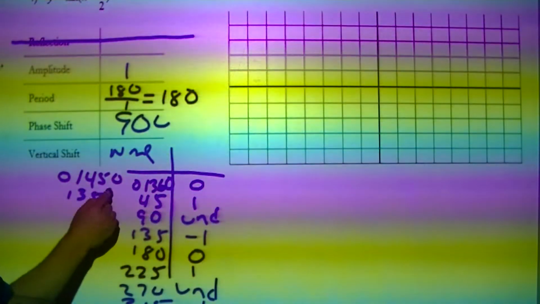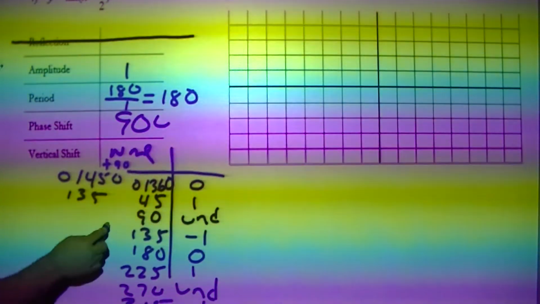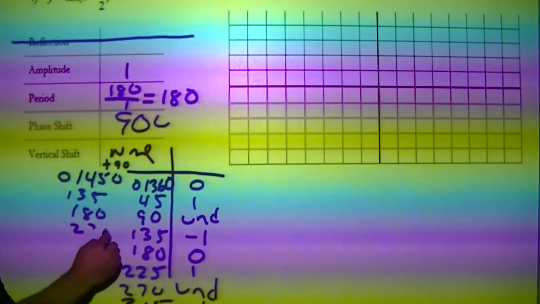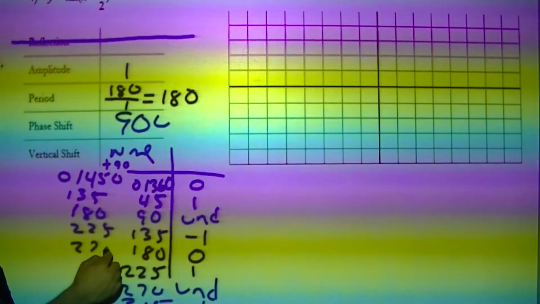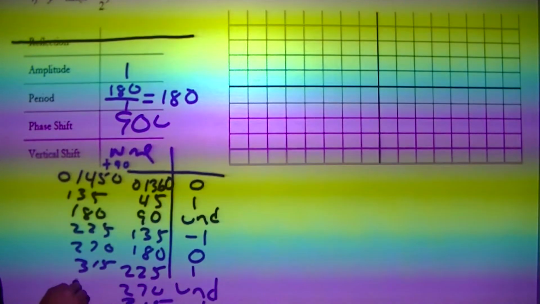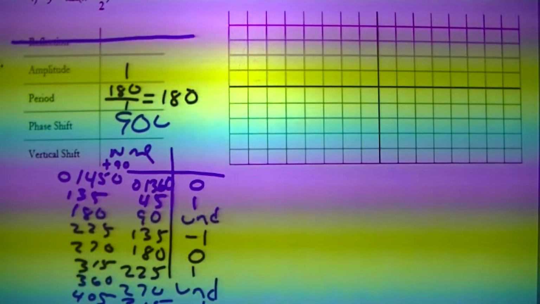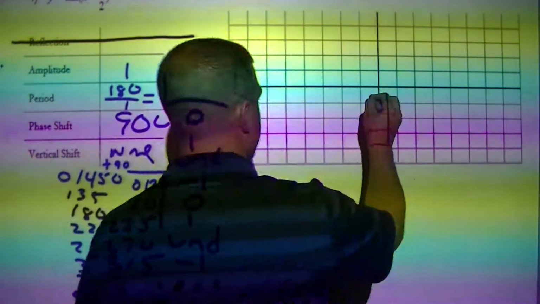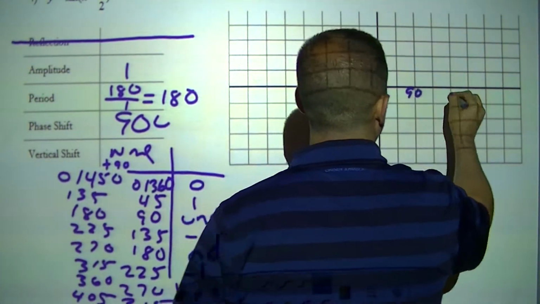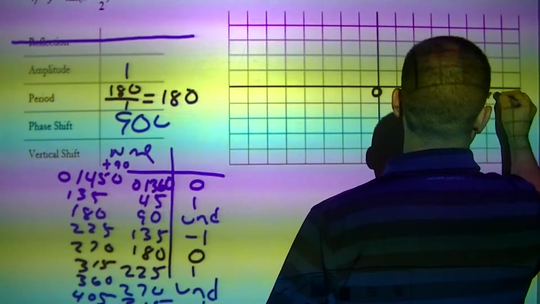Okay? All right, I'm going to add 90. So I'm going to be at 135. So I'm adding 90. That's the idea. Okay, so 180, 225, 270, 315. All right, 360 and 405. Okay? So if I'm using, like, let's say this is 0, 90, 180, all right, 270 and 360.